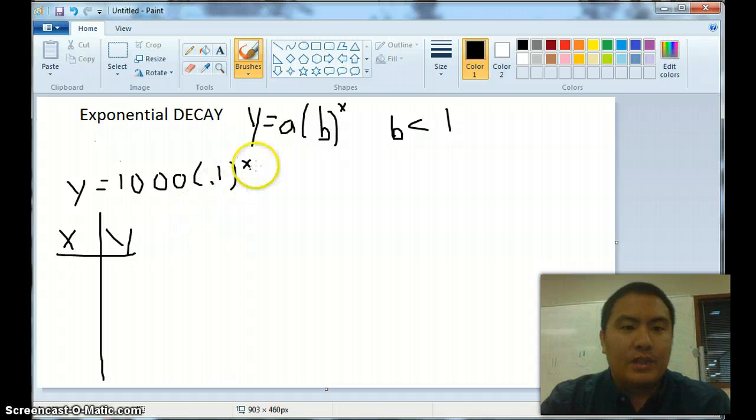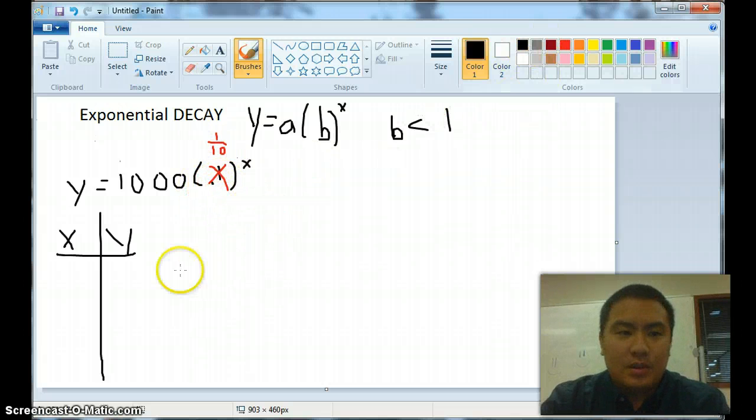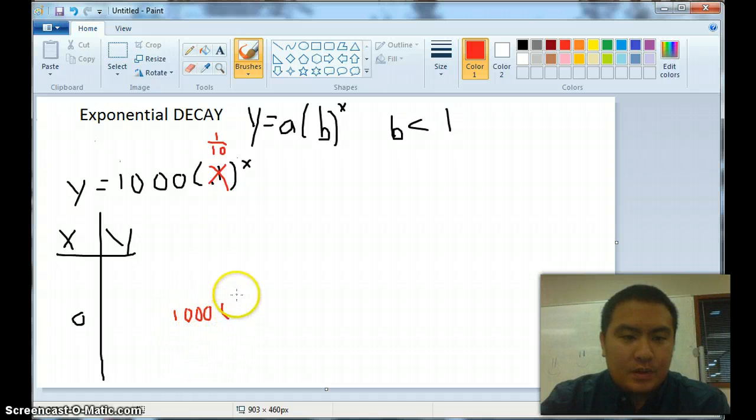Alright, so for this one, the first thing I would do is change this 0.1 and think of it the same way as 1/10. Decimals, it's the same thing as 1/10 in a fraction. So I'm going to start with x equals 0. So 1,000 times (1/10) to the power of 0. I'll write that in red. When I plug in x as 0, I get that. So 1/10 to the power of 0 gives me 1. 1 times 1,000 gives me 1,000.